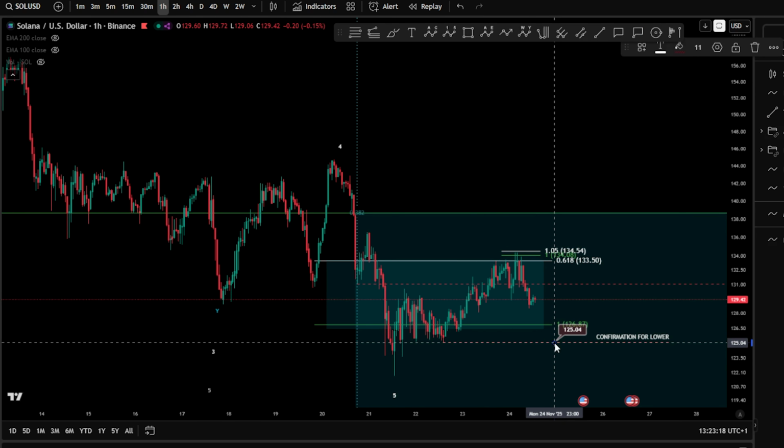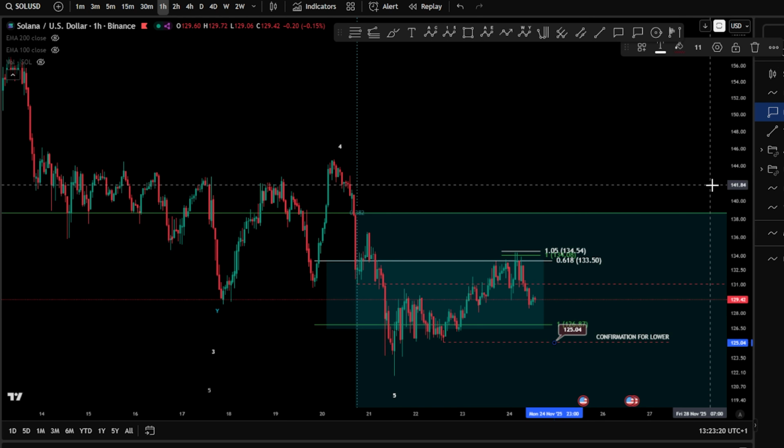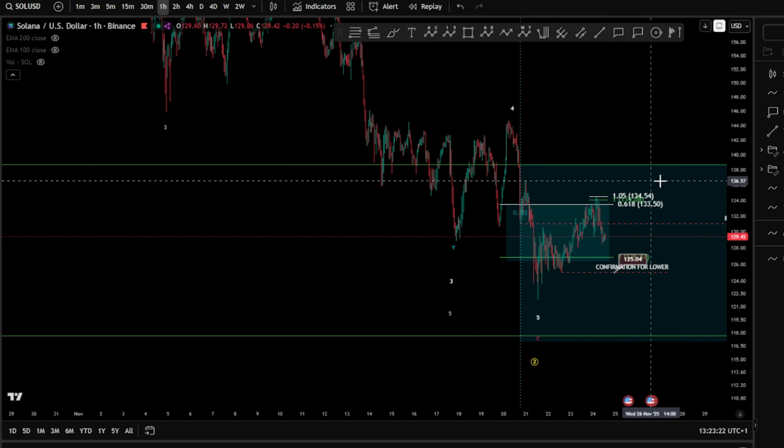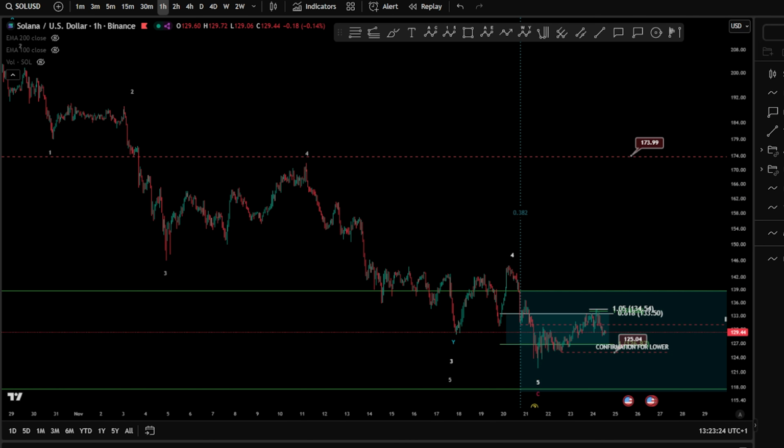That means, of course, invalidation of double 1 2, $125. Yep, so that was it for Solana.